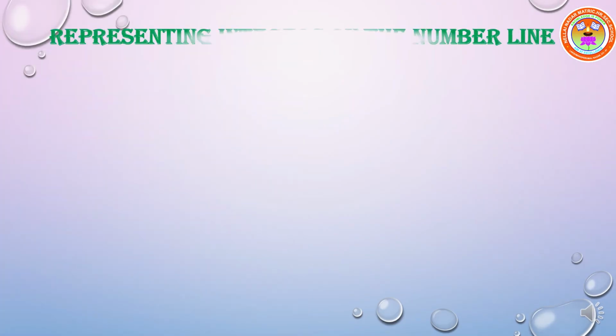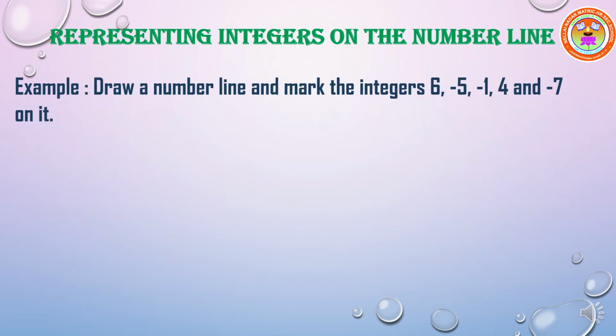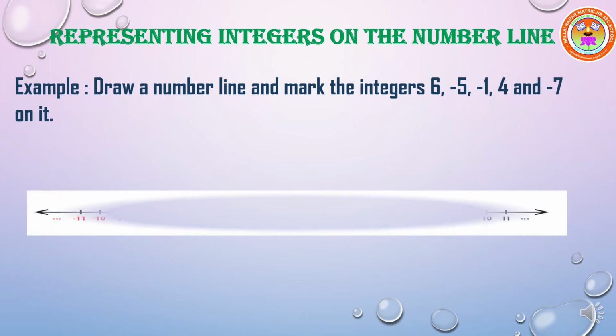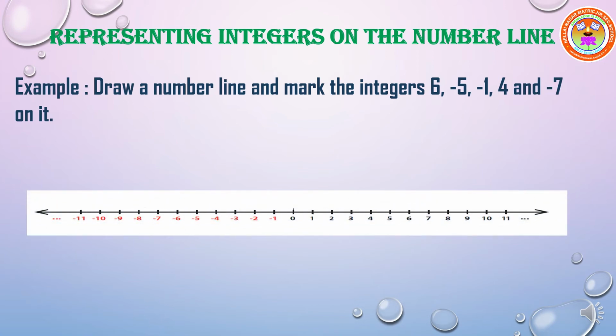Now, let us learn to represent integers on the number line. Example, draw a number line and mark the integers 6, -5, -1, 4 and -7 on it. For this, first let us draw the number line consisting of 0, positive integers and negative integers. After drawing the number line, let us mark the integers one by one. First it is given that 6. So 6 is a positive number. So we are going to mark 6 on the positive side. So we have marked 6.